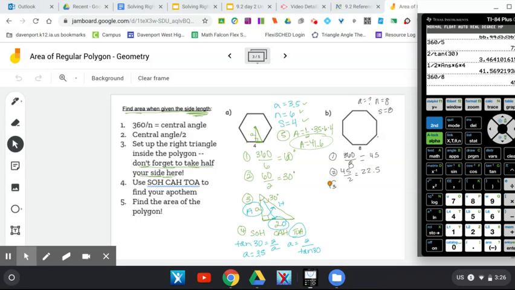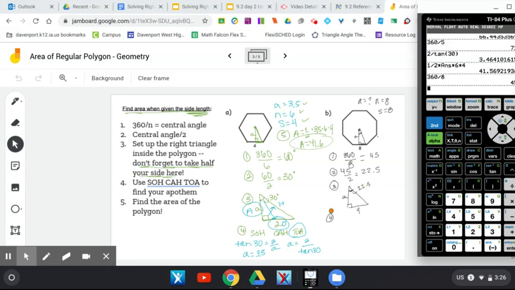So step 3, you want to figure out what that right triangle is going to be. So we're going to drop down into the picture here, drop that apothem. Notice that triangle is only using half of the side. So when I draw that triangle over here, here's my apothem. The side was 8, so I'm going to use 4 down here. This angle is going to be 22.5.